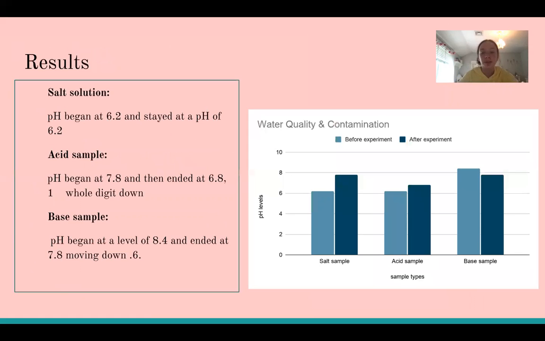So here are my results put into this chart. The salt solution began at a pH of 6.2 and stayed at 6.2 before and after the experiment. The acid sample, the pH began at 7.8 and ended at 6.8, 1 whole digit down. And the base sample began at a pH of 8.4 and ended at 7.8, moving 0.6 down.